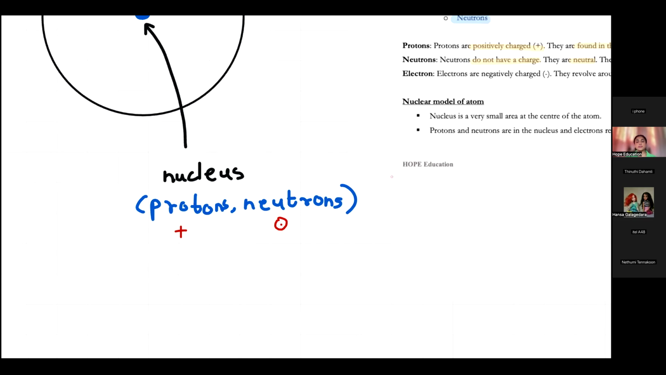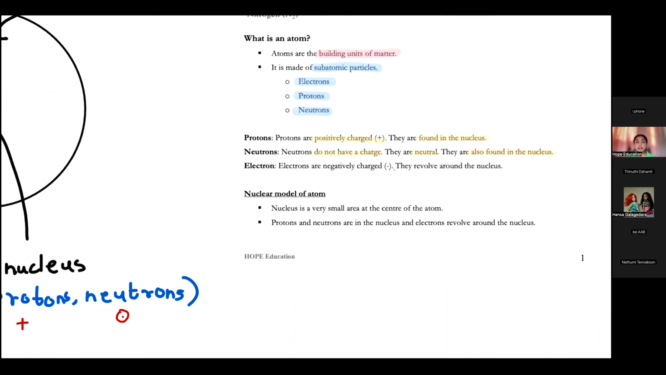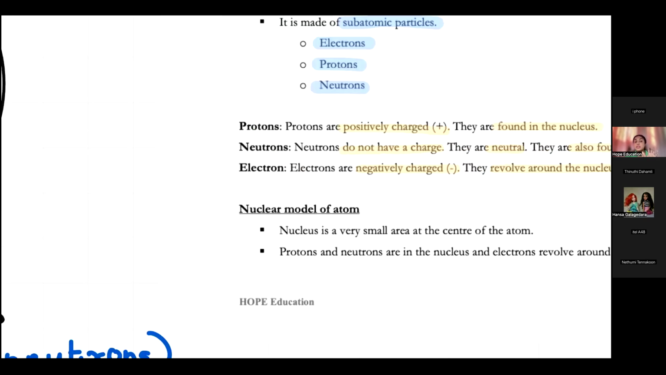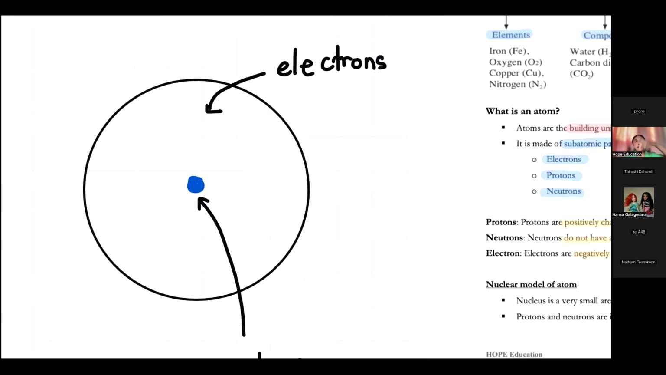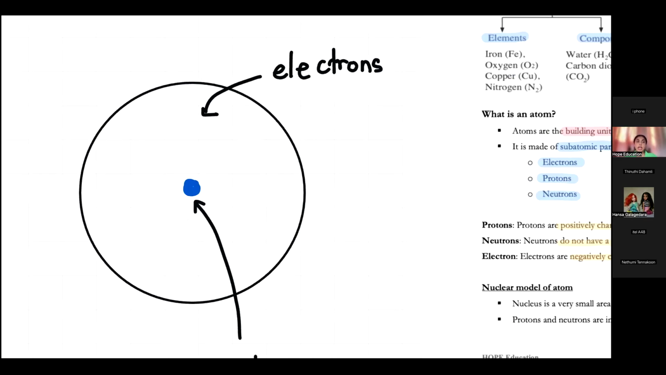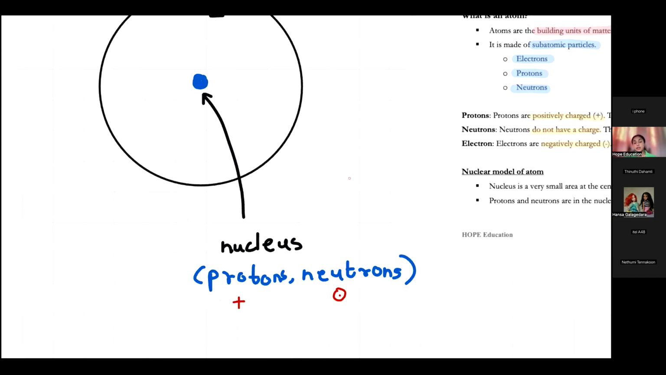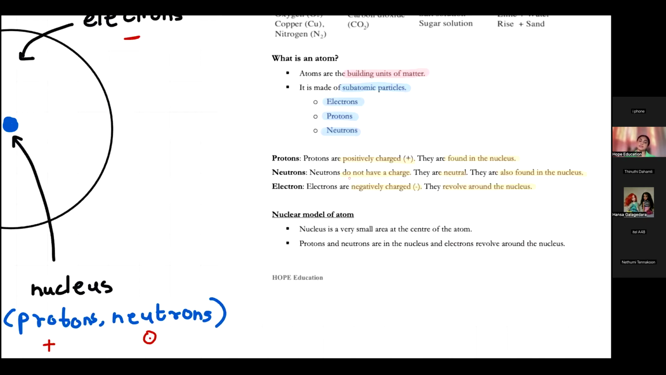Then electrons. Electrons are negatively charged. They revolve around the nucleus. Electrons are not inside the nucleus, they go around it. That's what we say revolving. And they say that electrons are negatively charged. Protons are positively charged. Neutrons don't have a charge. They're neutral. Then protons and neutrons are in the nucleus and electrons are revolving around the nucleus. Okay. So that's the story of the subatomic particles.